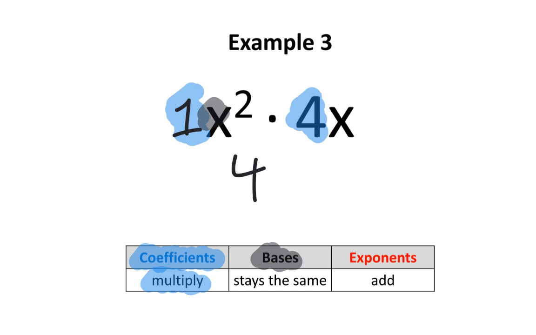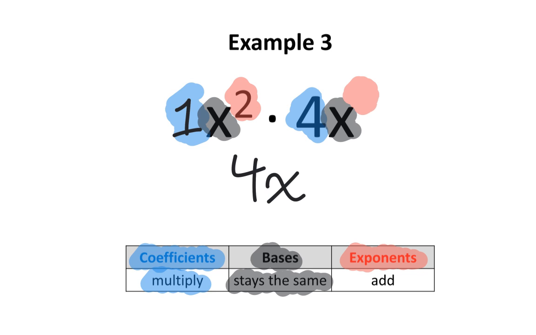The base of this term is the variable of x, and the base of this term is the variable of x as well. Bases are going to stay the same, which means that variable of x is going to stay x. And the last step of the product rule is to look at the exponents of the term. The exponent here is 2. There doesn't appear to be any exponent over here. However, if there is no exponent, there's actually a hidden 1 there as well.